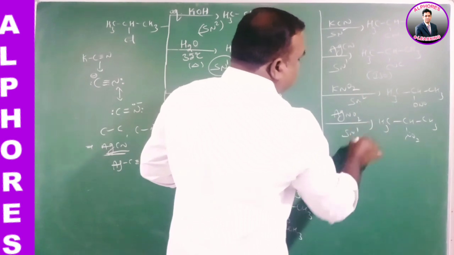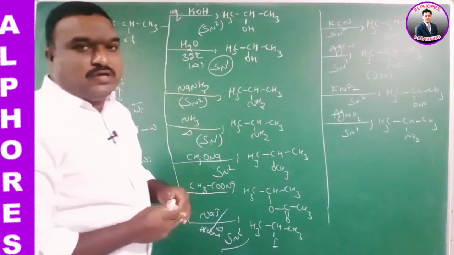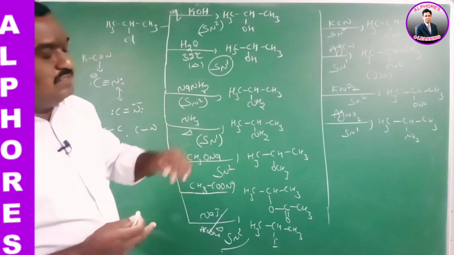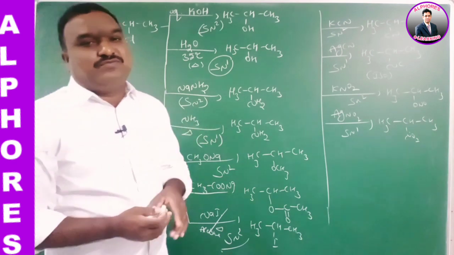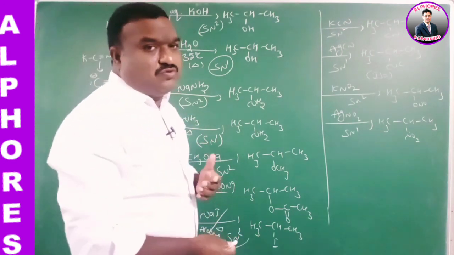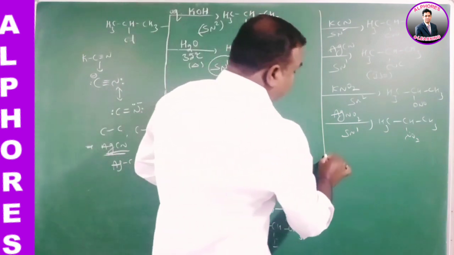This one is SN2. This one is SN1. Given one is AgNO2, Ag is given, you remember, SN1 reaction. Reason: covalent nature, weaker one when compared to that one here.